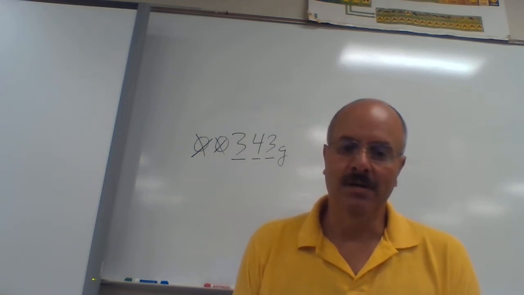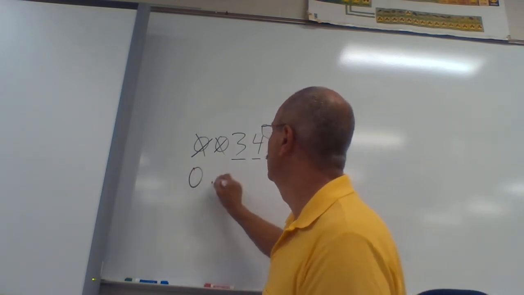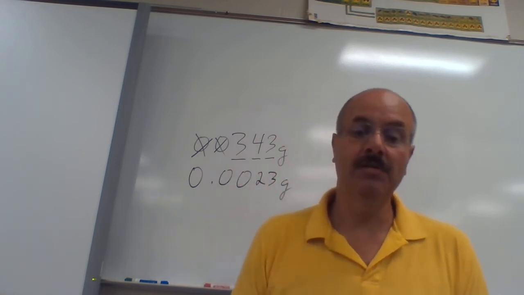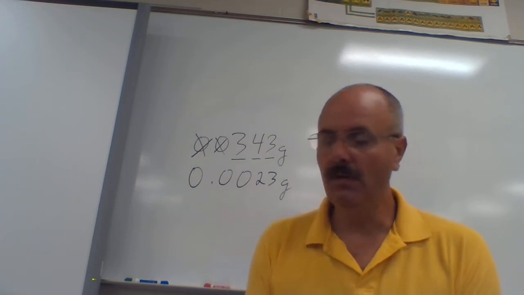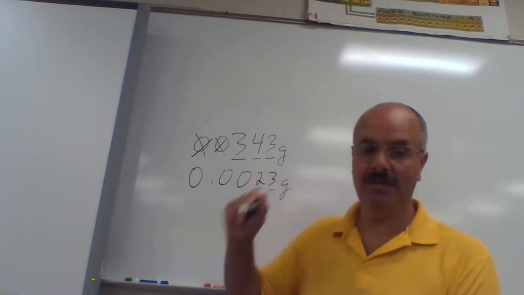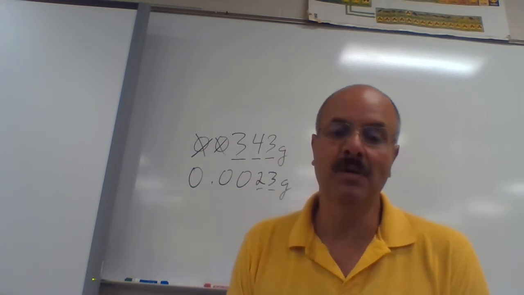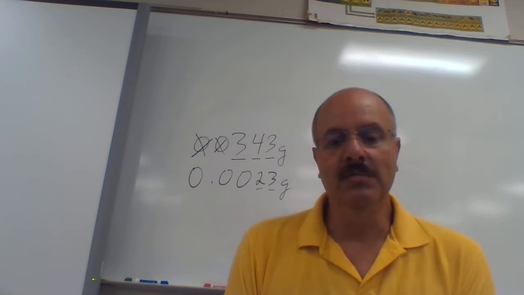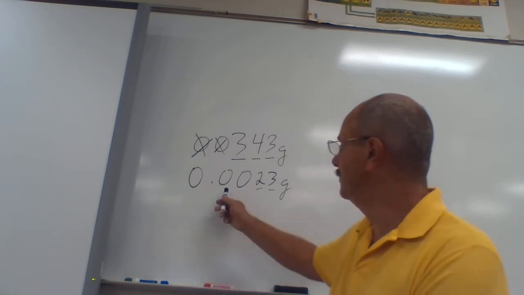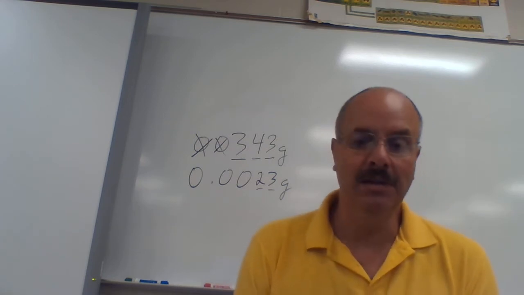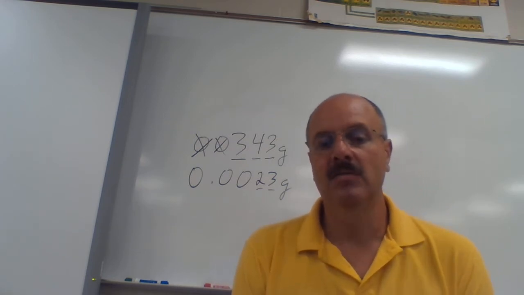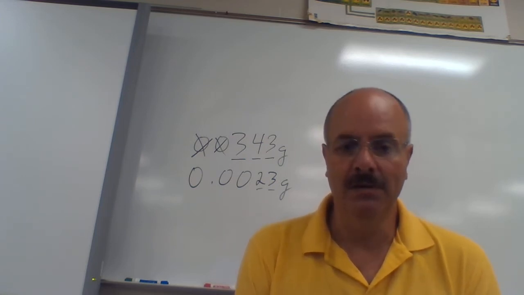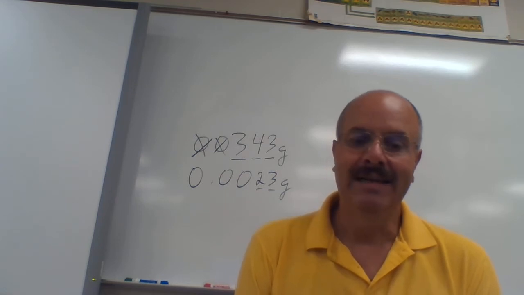Oh, but now let's try some harder ones. What if I had 0.0023 grams? Well, we know the 3 and the 2 are significant, so that gives me 2 significant figures. What about those zeros? This is when it starts to get confusing, because according to Mr. Madziar, yep, we've got to have these 2 zeros here in order to bump that 2 over where it belongs. And I would agree with him. But those zeros are not significant because they are in front of the number. As long as they're in front of the number, they are not significant.